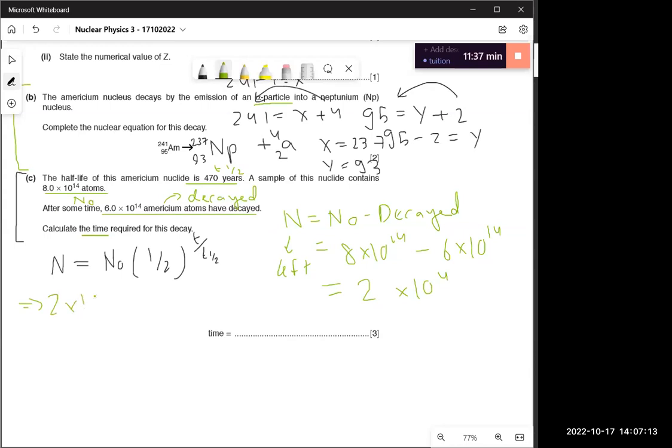N is 2 into 10 to the power 14. N naught was 8 into 10 to the power 14. Half raised to power T. I don't know what T is. But I know half-life, which is 470. Now how do we find T?